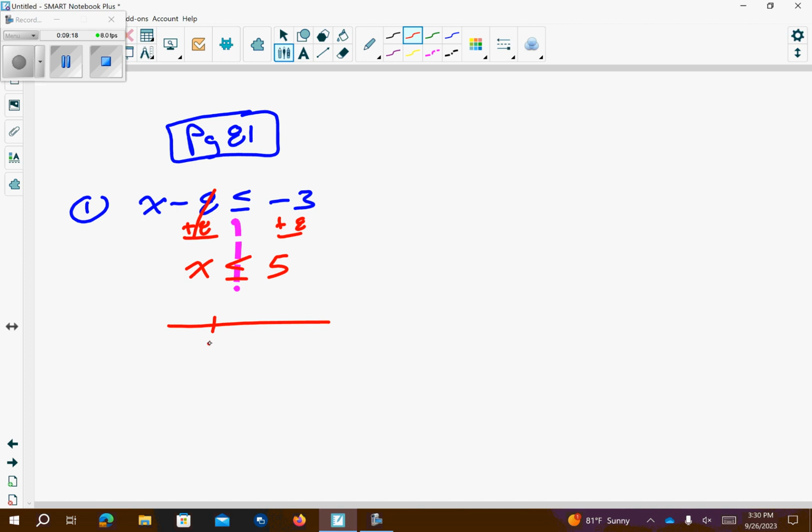Put it on a number line. 0's here, 5's here. It's going to be a solid dot because I have the equal sign here. And the arrow points the direction we're going to shade, so that's going to go to negative infinity. So I go from negative infinity to 5. This is going to be a square bracket.